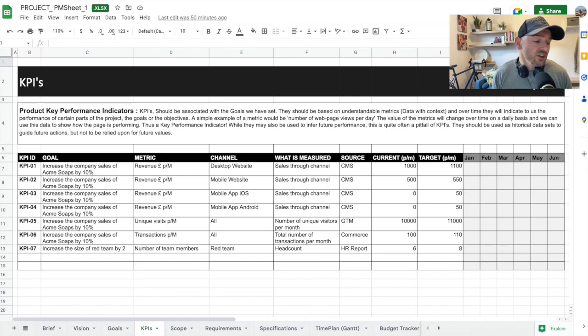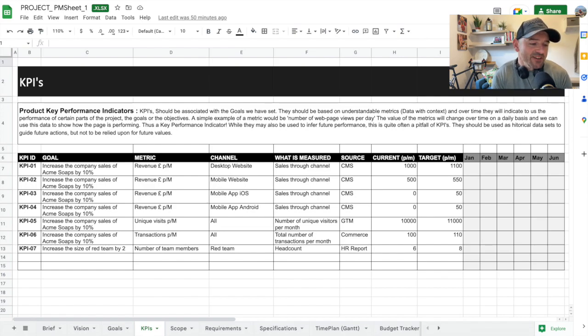So what we're trying to do within the KPI sheet is align each of these KPIs against one of the goals or the objectives that we've previously set. So you can see here I've ID'd the KPIs, but I've also put in the goals that we're trying to achieve with these KPIs and how we're going to track them. The goal, which you can see, is to increase the company sales of Acme soaps by 10%.